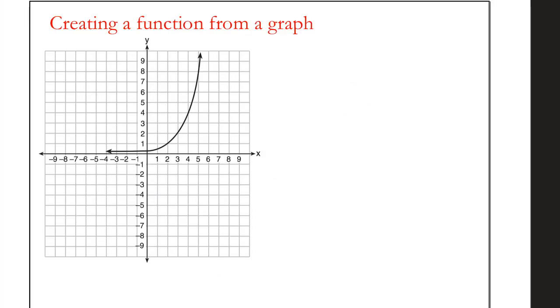All right. On this slide, we're going to take a look at writing a function rule given a completed graph. If you notice, we have a J-shaped graph here. I'm going to start by writing our generic exponential equation, just like I would for a y equals mx plus b problem, which is f of x equals a times b to the x power.